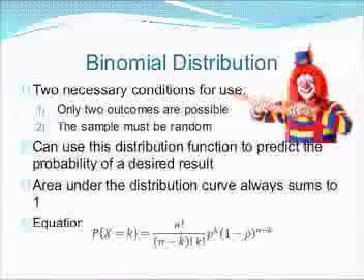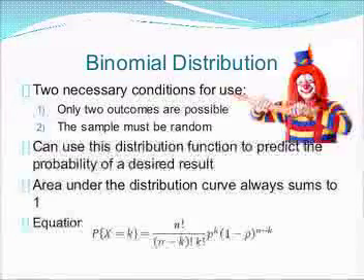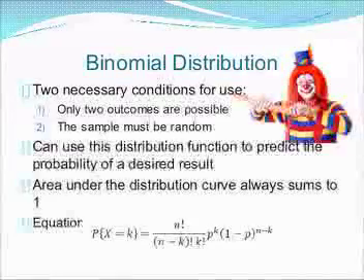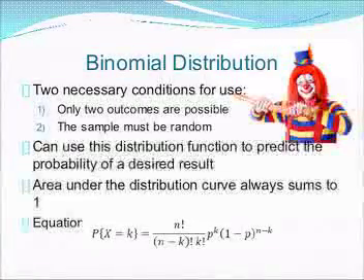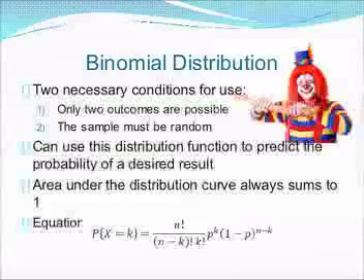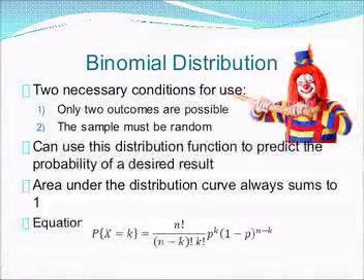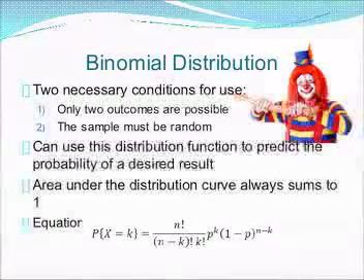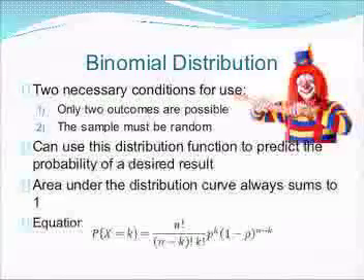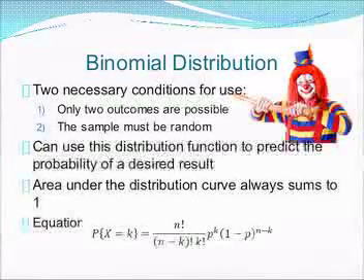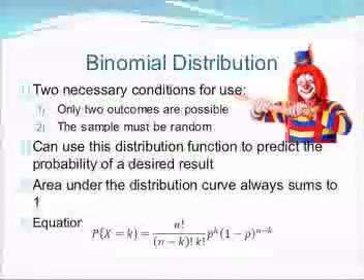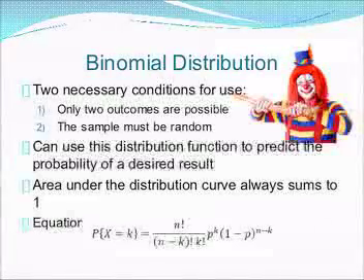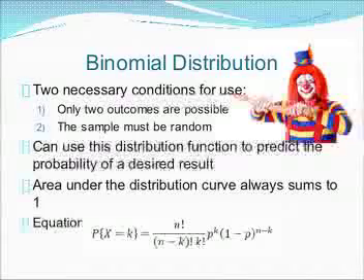The first basic distribution that we'll be talking about is the binomial distribution. The two necessary conditions for use are only two outcomes are possible, and the sampling must be random. You can use this distribution function to predict the probability of a desired result. The area under the distribution curve always sums to 1. The equation shown below is used for this binomial distribution.